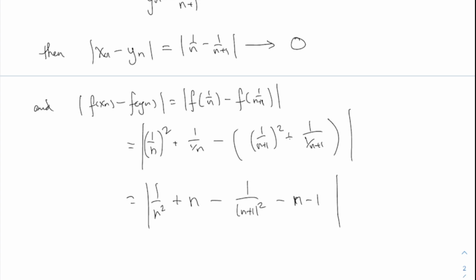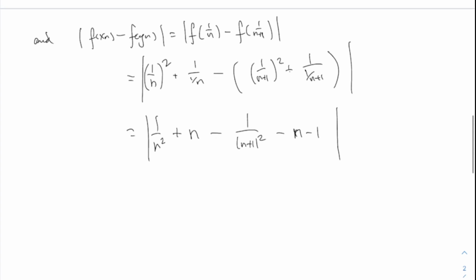You will see the n's cancel. I got a plus n and a minus n. And then I have a minus 1, which doesn't cancel anything. So those cancel. I end up with 1 over n squared minus 1 over n plus 1 squared minus 1. And I think this is simple enough that I can just take the limit now.